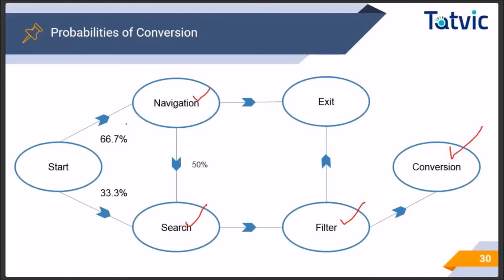Similarly, for navigation to search and navigation to exit, there were two people who were following two different paths, so 50% probability to either of them. Similar from search to filter, it was 100%. From filter to conversion, it was 50%, and filter to exit was 50%. All of this can be looked at the respective user journeys.